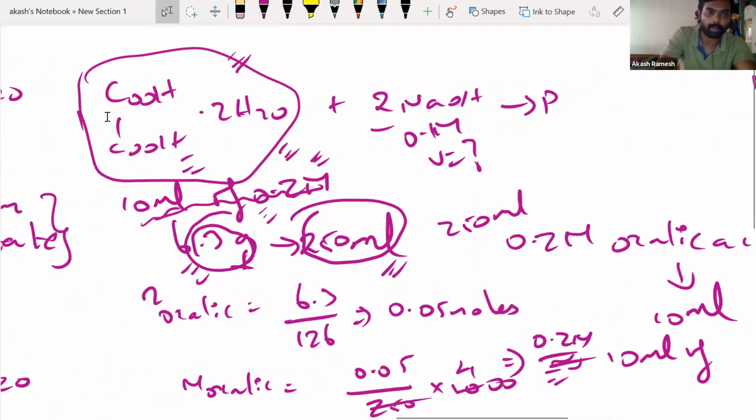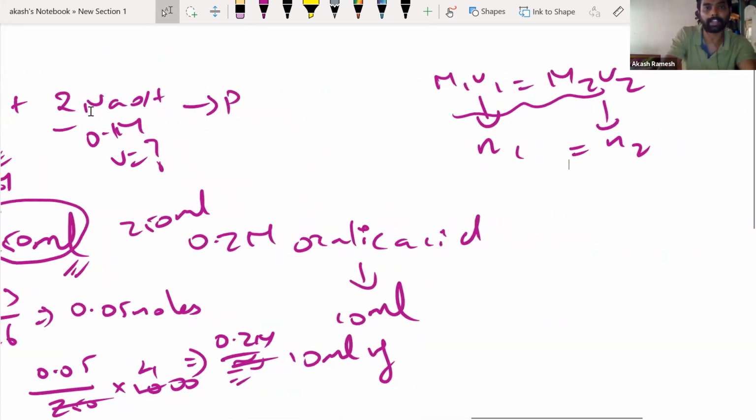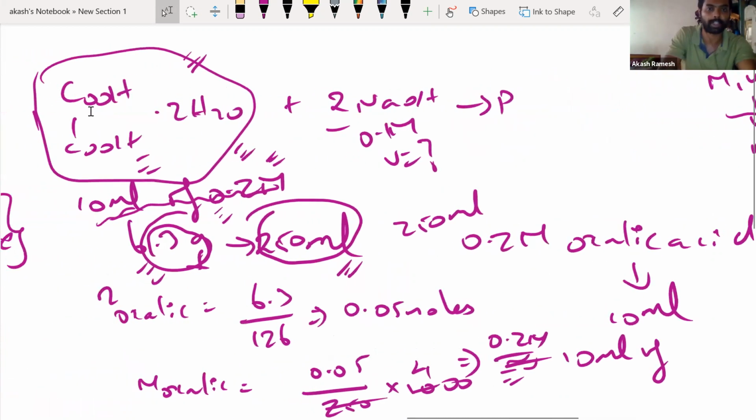So this is M1 V1 N1, right? So you can see the stoichiometric ratio is 1:2. For 1 mole of this, I require 2 moles of this. But again, if you don't want to get confused, we'll calculate the number of moles normally, then go for the number of moles here.